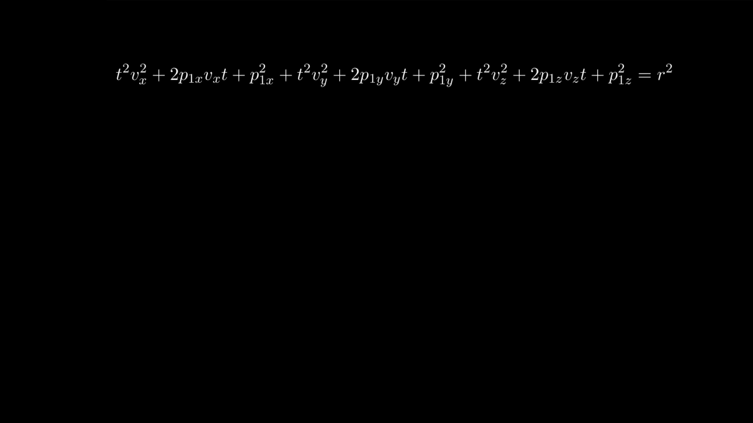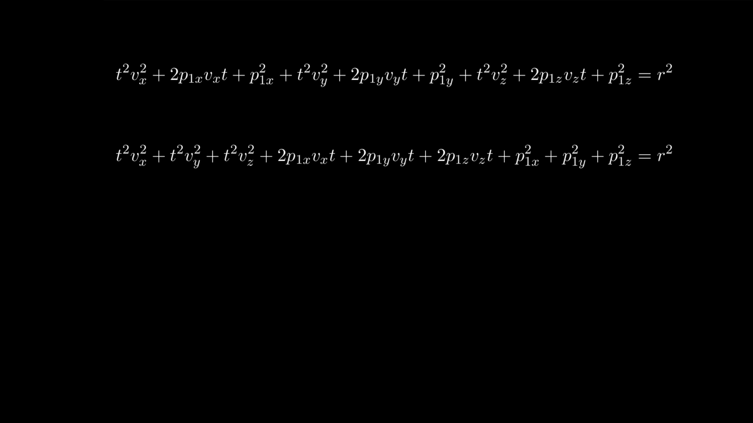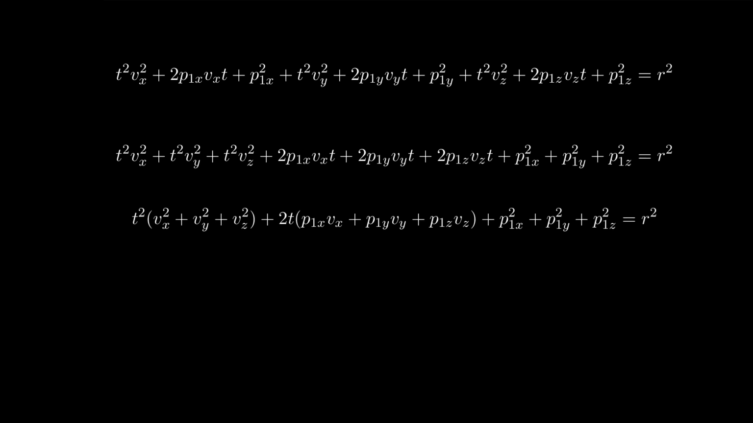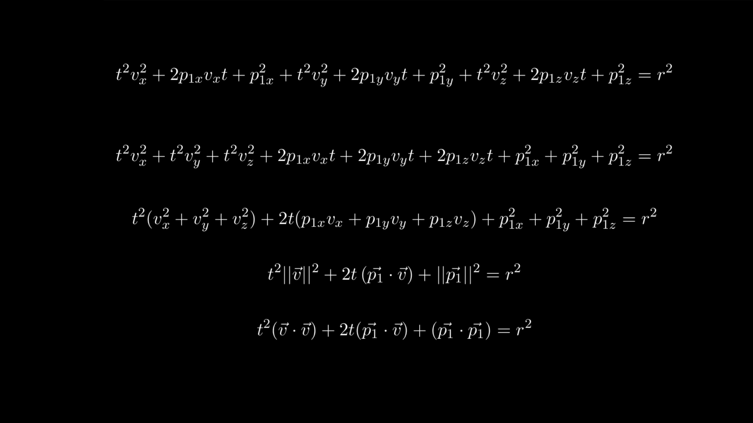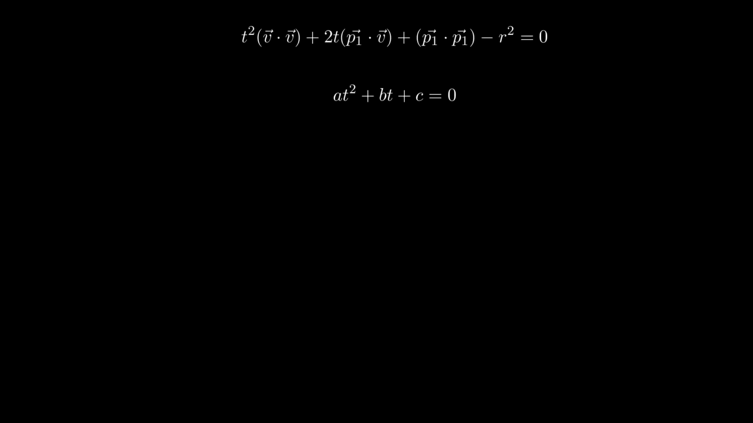If we expand that equation, we get this, which we can rearrange by collecting terms as follows. And we can then convert this into vector notation, which makes it a bit easier to understand, which we can then rearrange to give where the dot represents the vector dot product. And we can further rearrange this into the form, and we can immediately see that this is of the form which is a simple quadratic, and we know how to solve this quite easily.